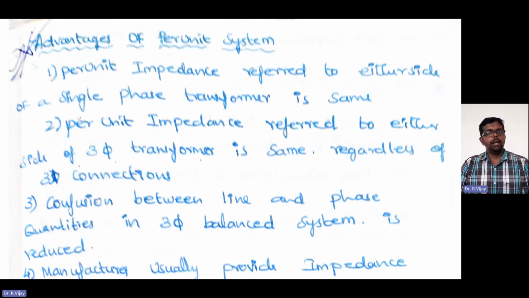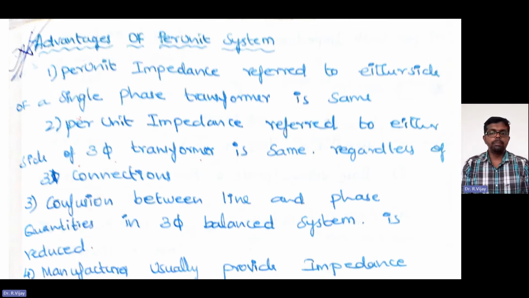So today we are going to see the advantages of the per unit system. Already we have seen what a per unit system is and how we are going to calculate it. Now we are going to see the advantages. In that, the per unit impedance referred to either side of the single phase transformer is the same. As I said in the previous class, the per unit impedance referred to either side of the single phase transformer is the same. And also the per unit impedance referred to either side of the three phase transformer, regardless of the three phase connection, like primary and secondary side, is the same.